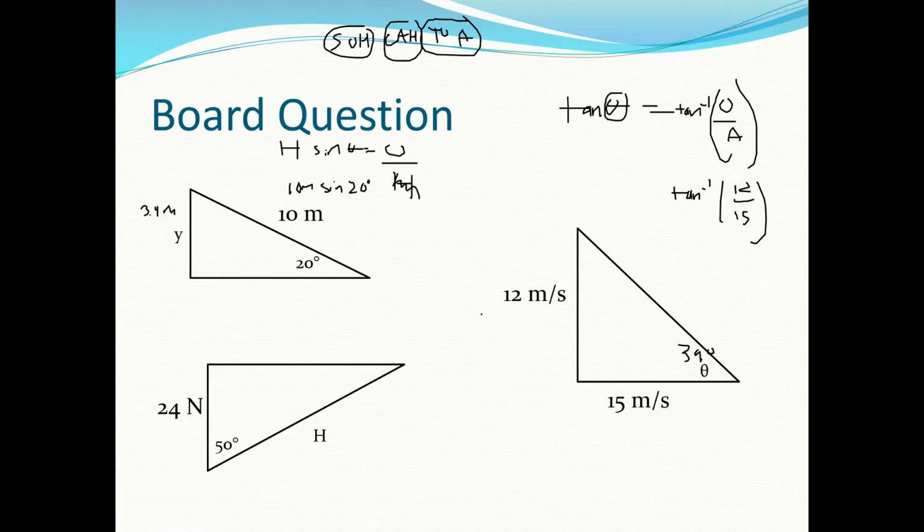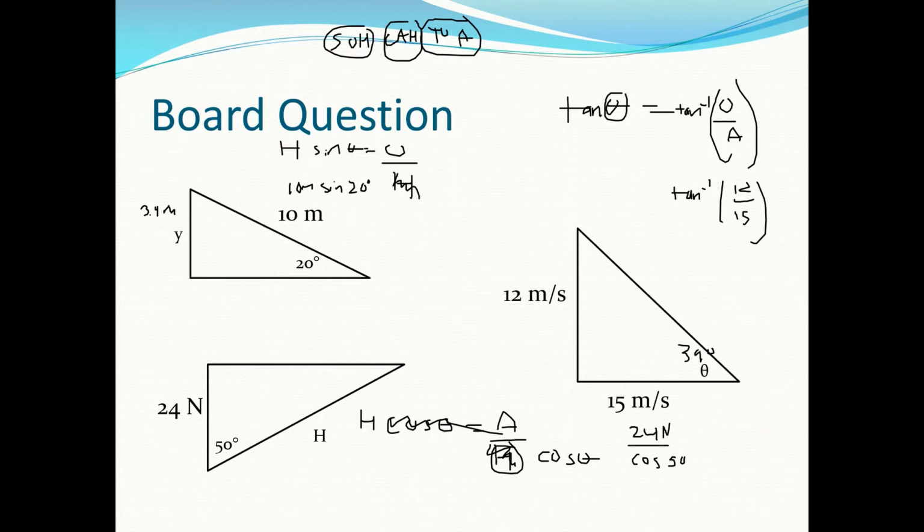Oh, look at that. So I set up my formula. Cos theta equals adjacent over hypotenuse. We're trying to find hypotenuse, so we need to move it to the top to start. And we just move cos theta down here. So it's going to be my adjacent, which is 24 newtons, divided by cos 50.